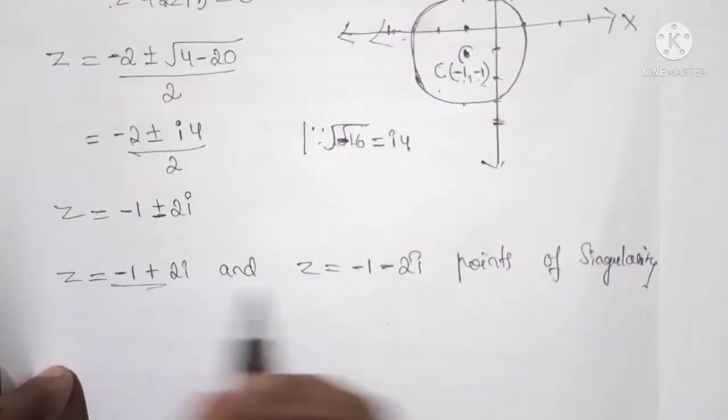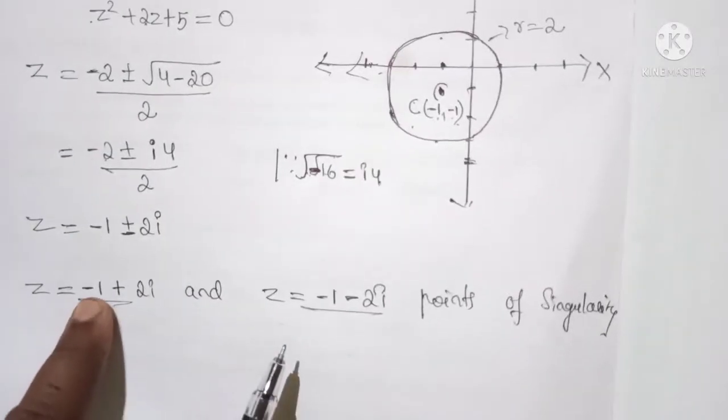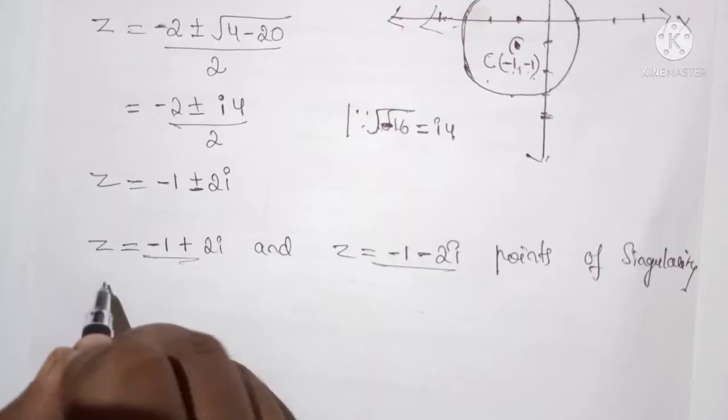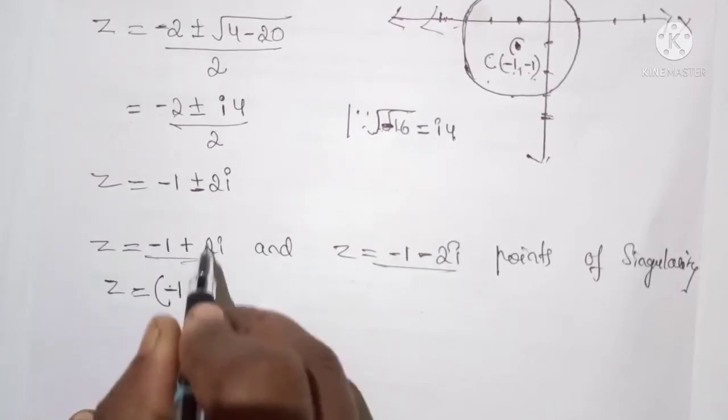Now let's check whether these 2 points lie inside the circle or outside the circle. First one is minus 1 and plus 2. So in coordinates it can be represented as minus 1 comma 2.